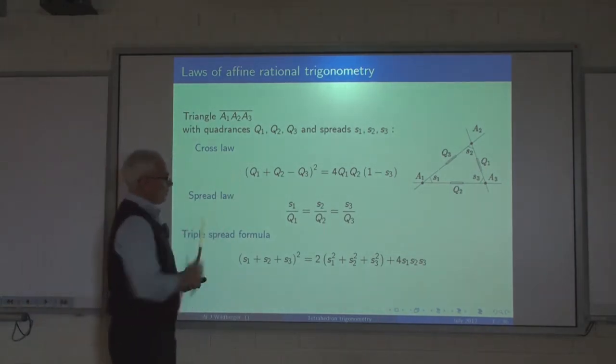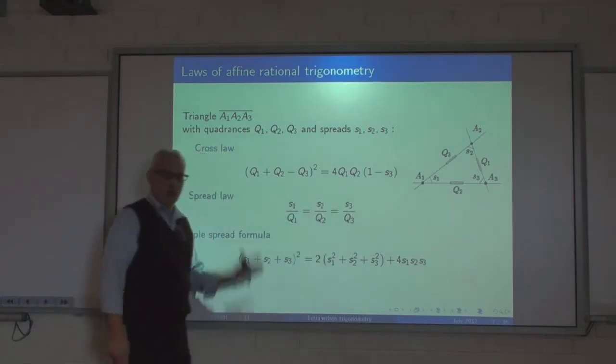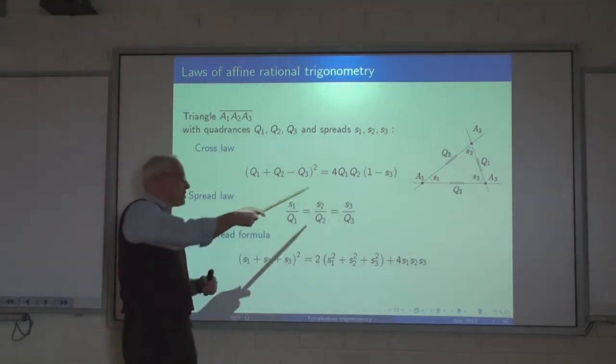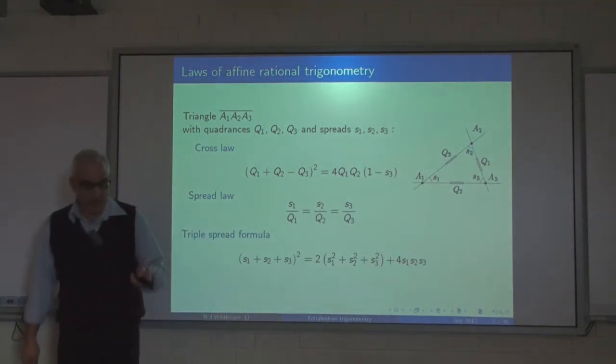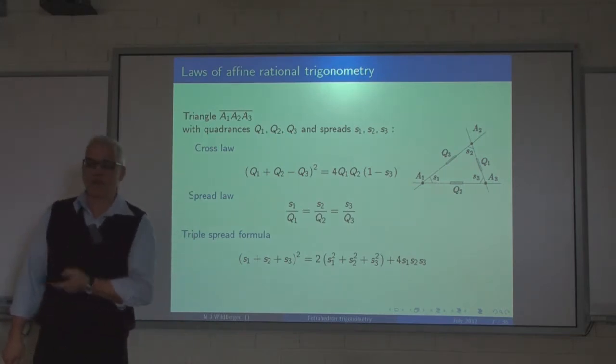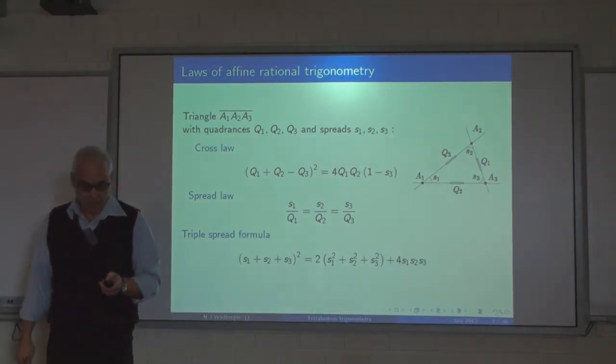Okay, this cross law turns out to be the most important one. It allows us, for example, to calculate a spread if we know the three quadrances. And if we know two quadrances and a spread, we can get a quadratic equation for the other one. I'm going to prove these laws to you now, assuming you have never studied trigonometry and you've only taken a first-year course in linear algebra.